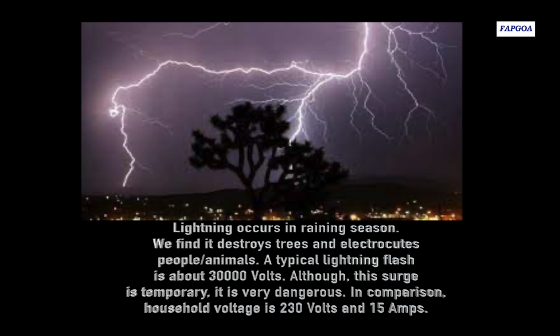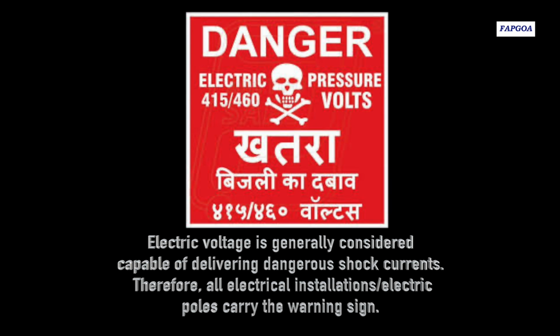In comparison, the household voltage is just 230 volts and 15 amps. Electric voltage is generally considered capable of delivering dangerous shock currents. Therefore, all electrical installations and electric poles carry the warning sign.